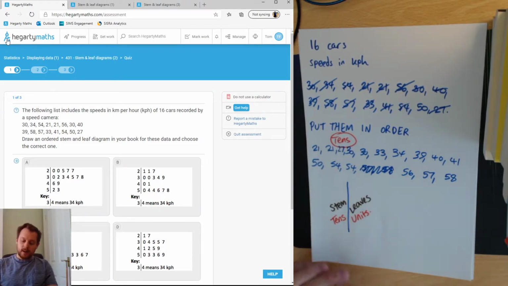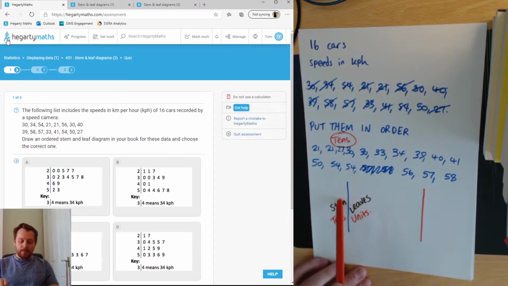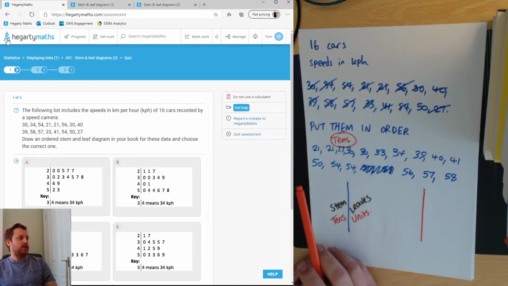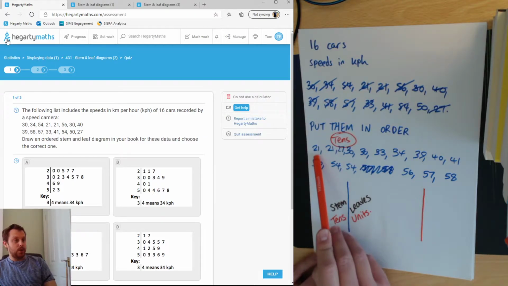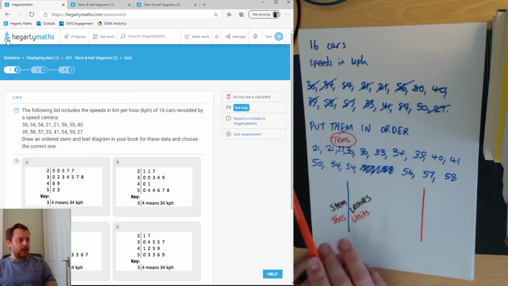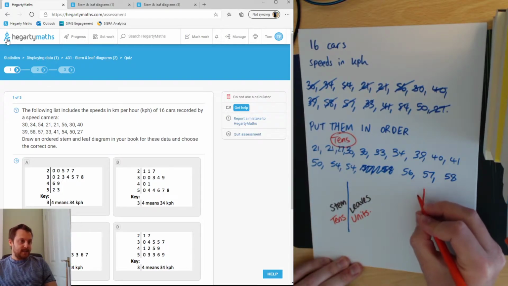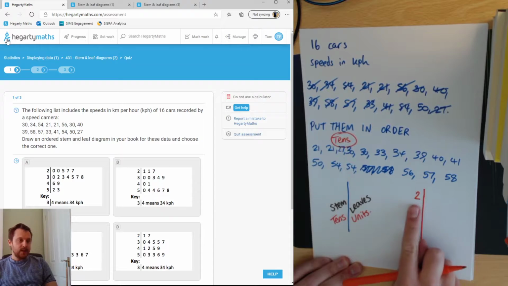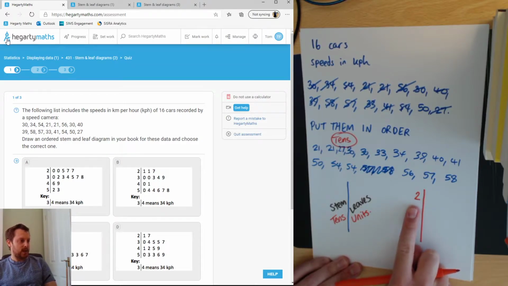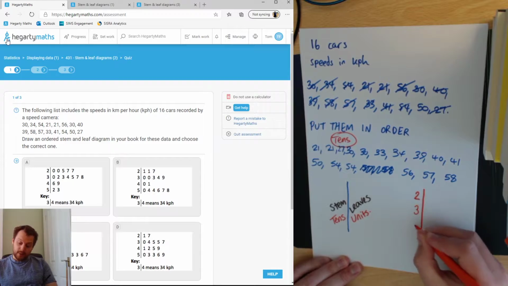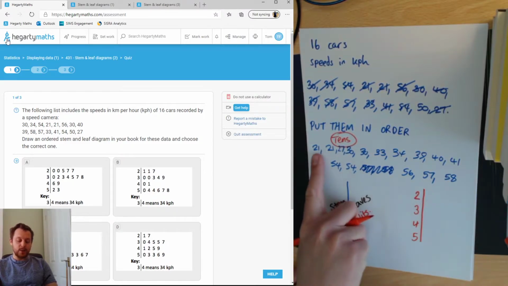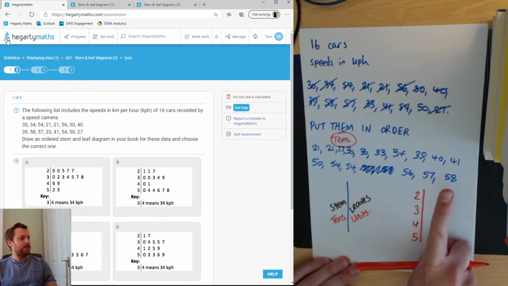So let me draw it now over here. Got that nice straight line. Now the stem, you have a look at the smallest, in this situation, tens number, which is 20, which is a 2 for a 20. And you look at the biggest one, which is a 5 for a 50. And then you fill those in going down there, except I don't write 20. I just write 2. This 2 here is actually representing 20. So it goes 2, 3, 4, and it goes up to 5, right? It goes from 2 up to 5.